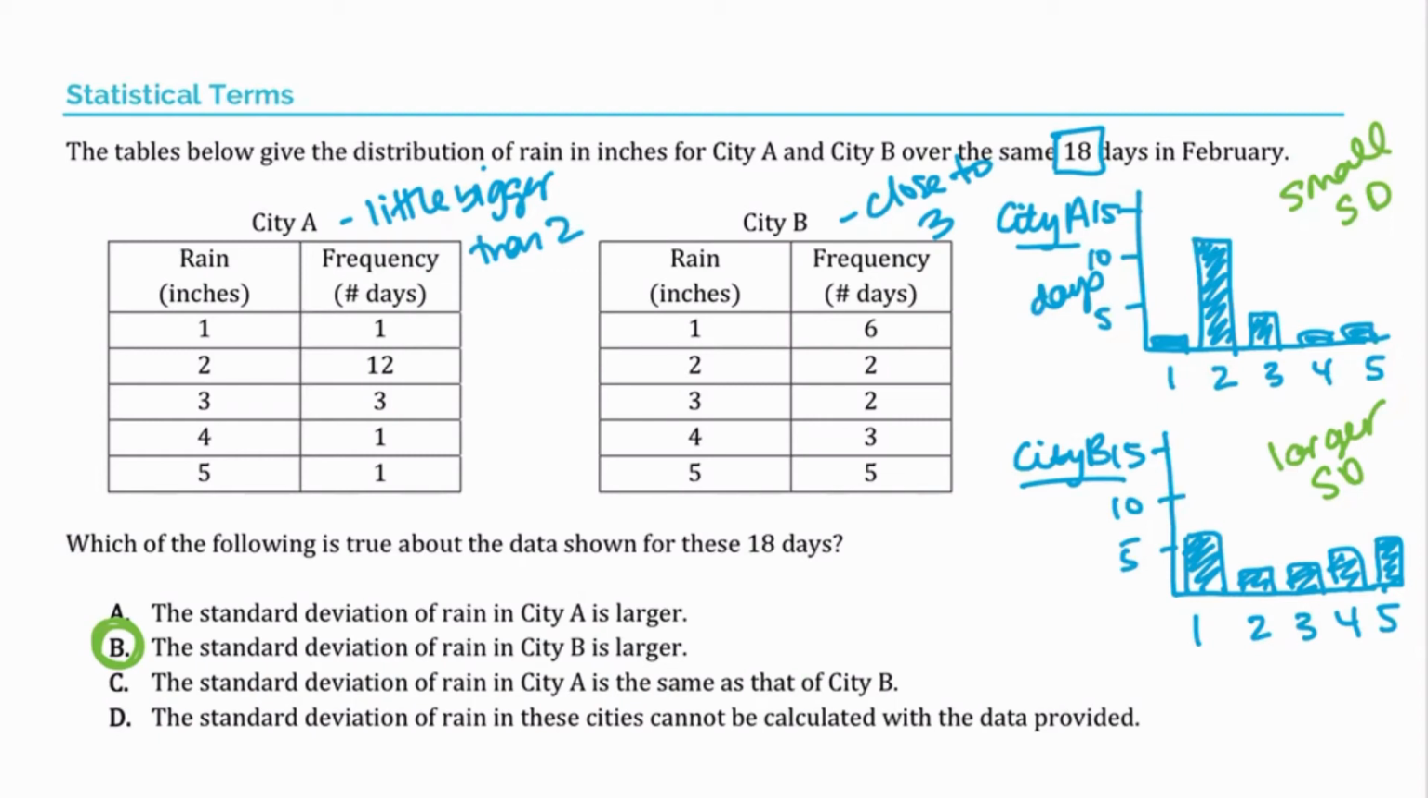Standard deviation of rain in city B is larger, and that is because the values are farther away from the average. So when you have a data set where you have a high frequency at just one value, right? We had 12 answers just for 2 inches. We're going to have a smaller standard deviation because our numbers are closer together, versus if your numbers are more spaced out. So the correct answer for this last statistical terms question is option B.